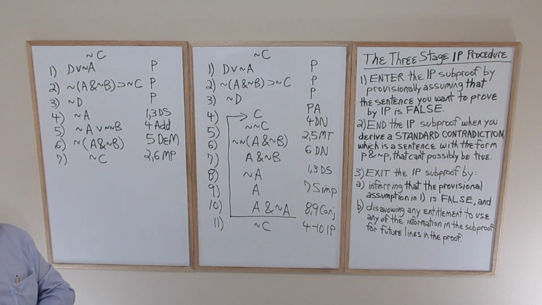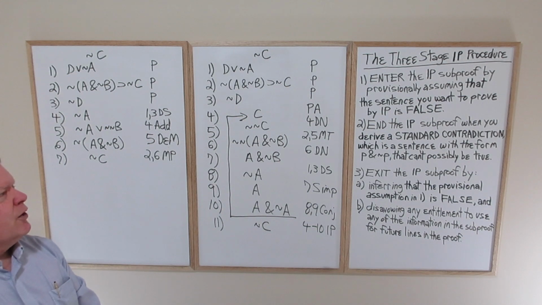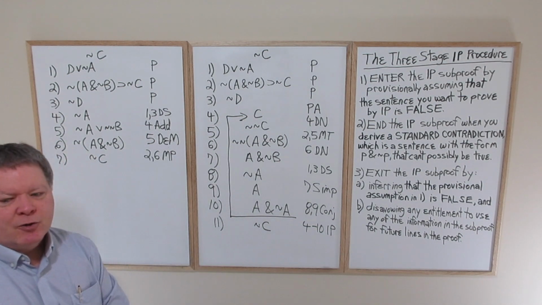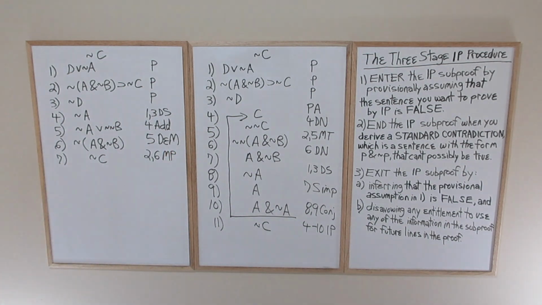So remember, the rule here is the longer and more complicated a proof is, the more likely that doing a subproof and perhaps multiple subproofs will make the proof shorter and easier. The shorter and simpler a proof is, though, the less likely that a subproof is going to make the procedure shorter and easier, as this example illustrates.